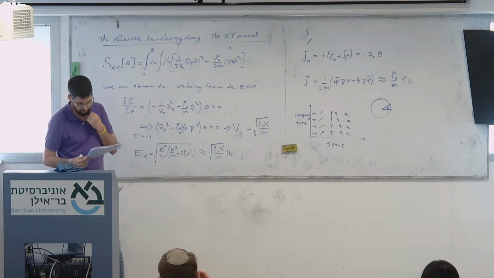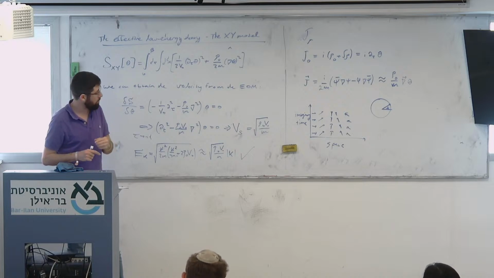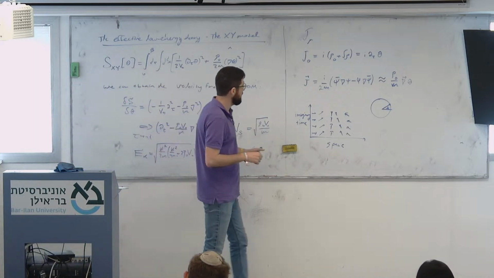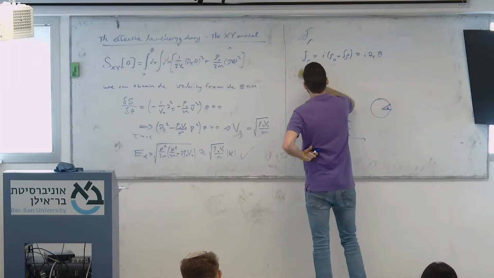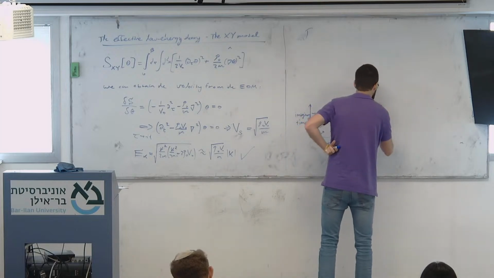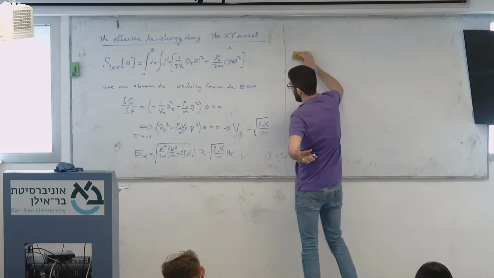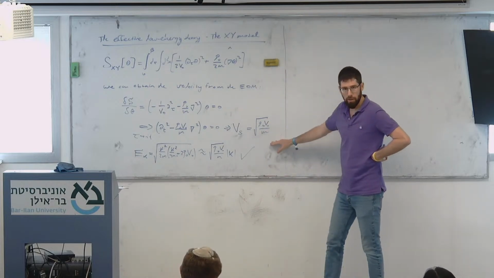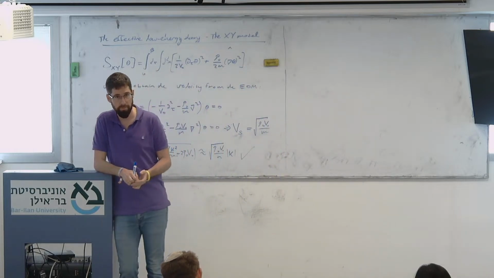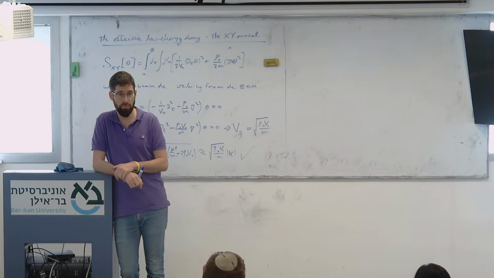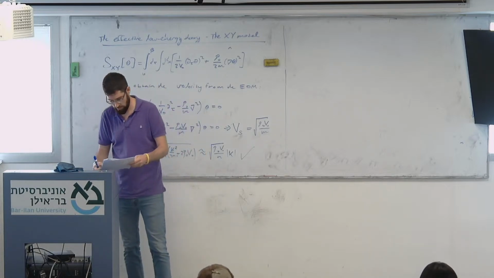Finite velocity reflects rigidity. Okay, so now let's talk about rigidity. Let's talk about Landau's criterion and phase rigidity. So basically what we established here is that breaking a continuous symmetry means that there is a linearly dispersing mode. Okay, this is the XY model.